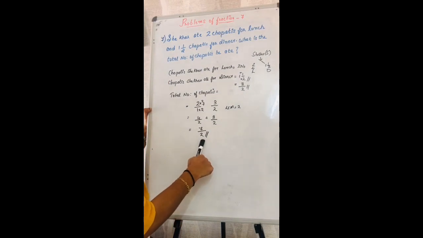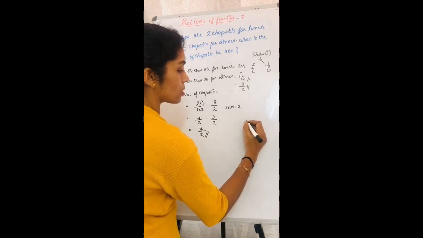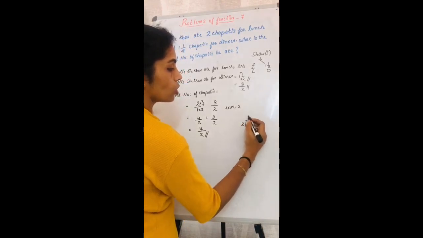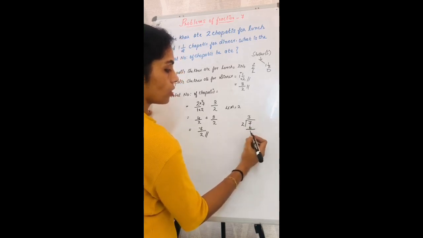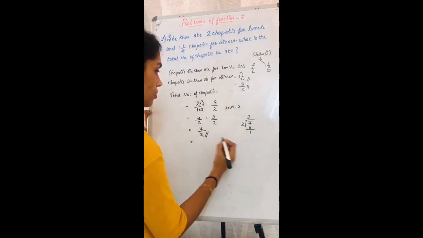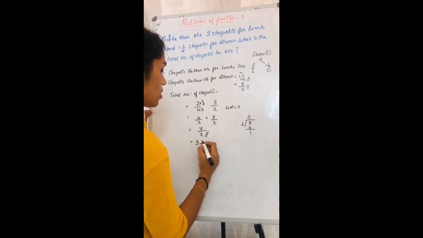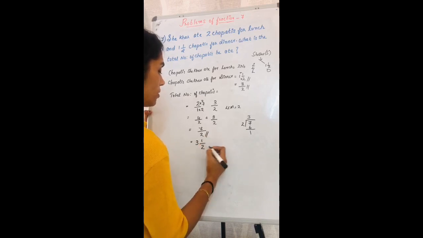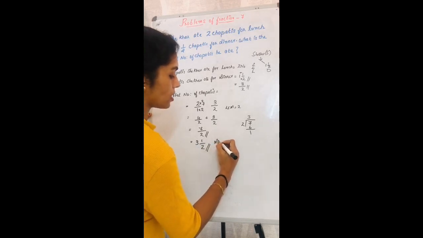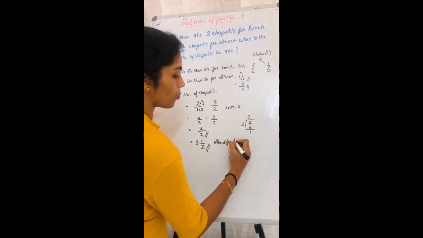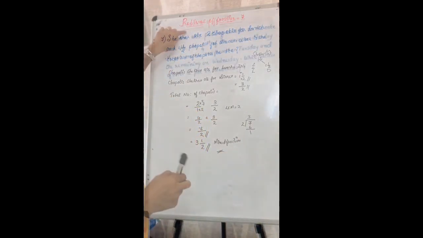That is 7 by 2. This is an improper fraction. How will you convert the improper fraction to a mixed fraction? You divide this by 2. 2 3s are 6, you get remainder 1. Write the 3 here and 1 by 2. The remainder you have to write at the top. That is 3 1 by 2, a mixed fraction. We changed our improper fraction to a mixed fraction. Got it?